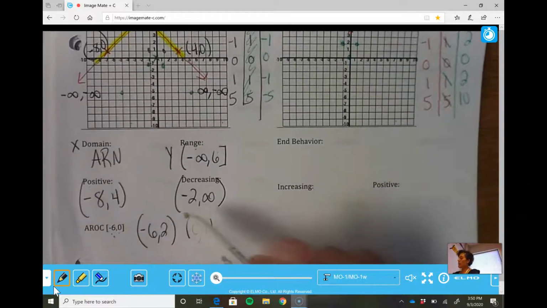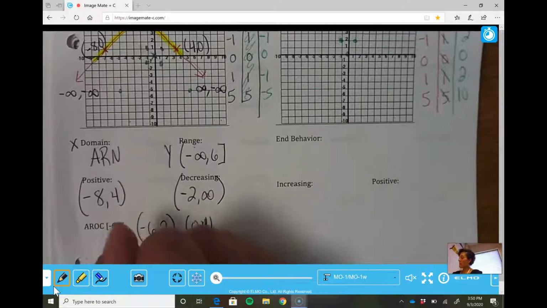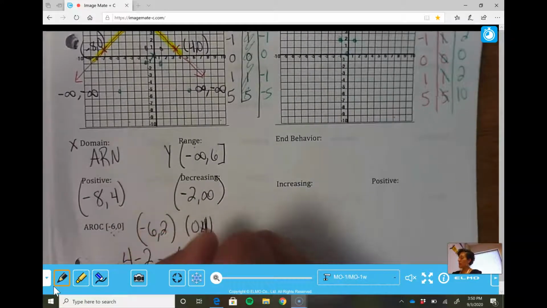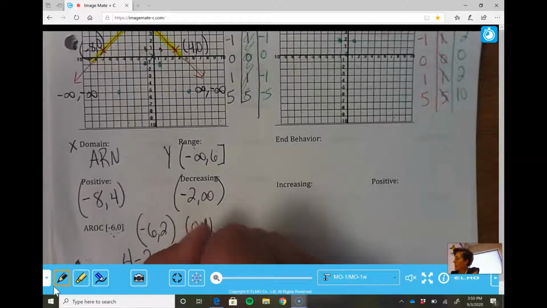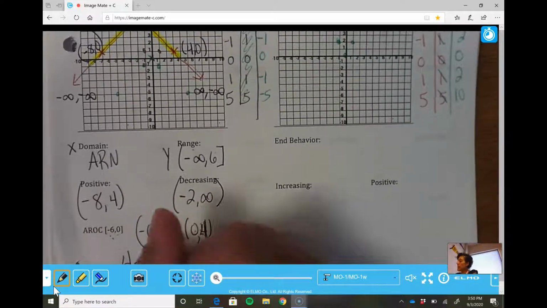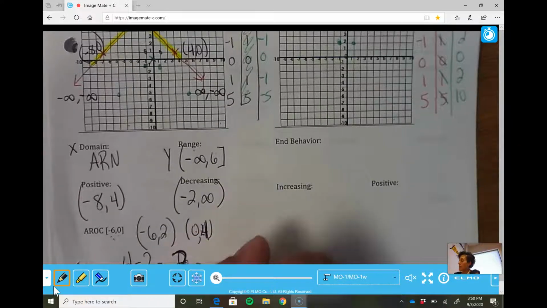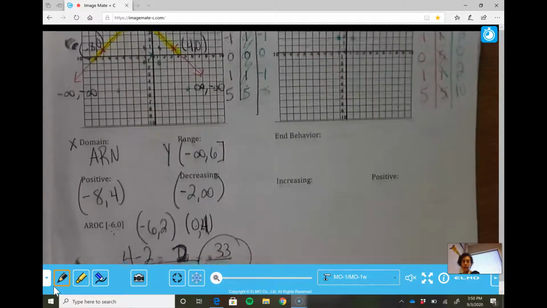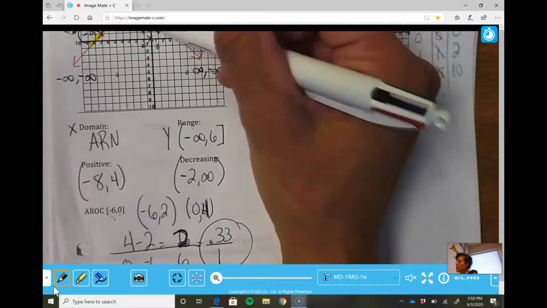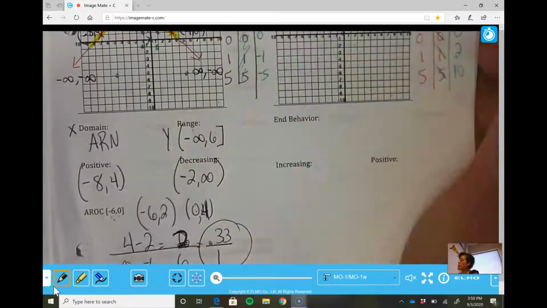So average rate of change, our y's on top. That's a 4. So I like to do 4 minus 2. That's easier, which is 2. Not thinking. And then I'll do 0, take away negative 6, which is actually 6. And remember, a rate is always out of 1, so that's 0.33 if you divide it on your calculator. So basically, to get from one point to the next, I'd go up a third over 1, up a third over 1, up a third over 1.